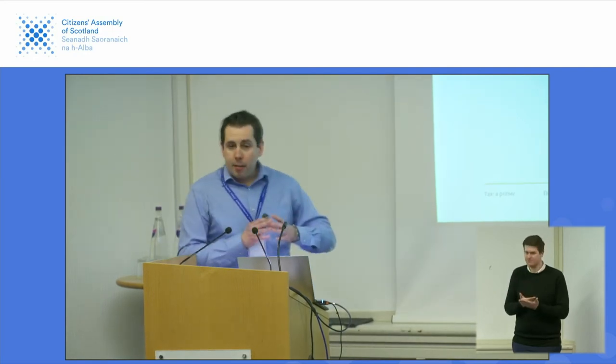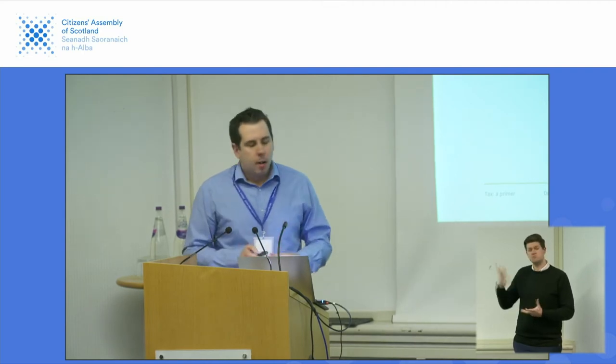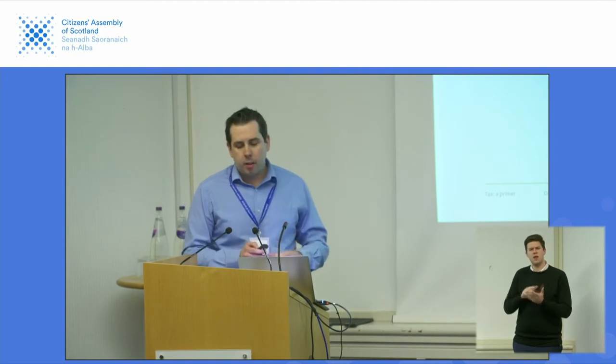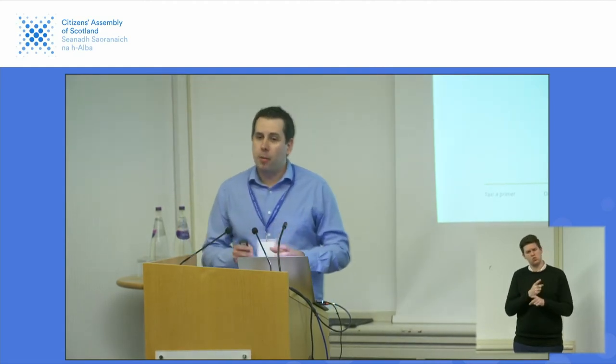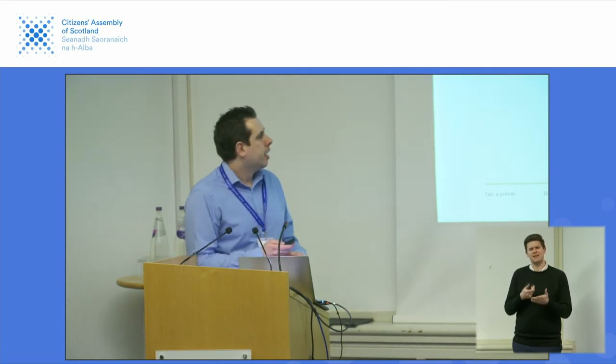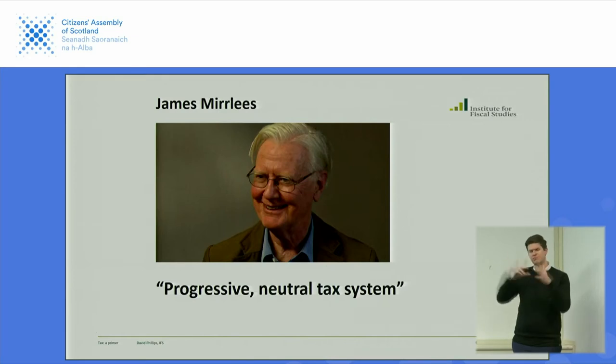But he put together a big review of the system, setting out in detail what he thought needed to be done. But here, I didn't want to go into detail on that. What I wanted to do is talk about one of the powerful phrases he used to describe what he thought, and what economists think, a good tax system should look like. And he said it should be a progressive, neutral tax system.